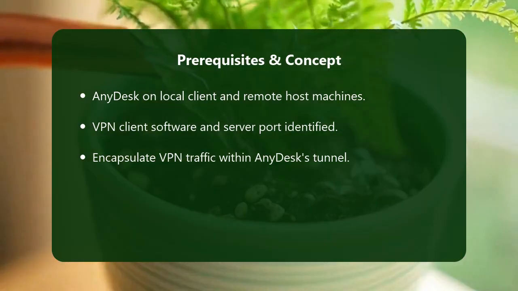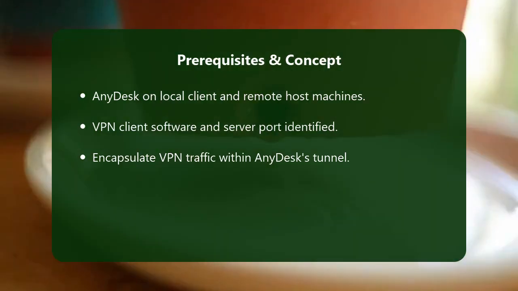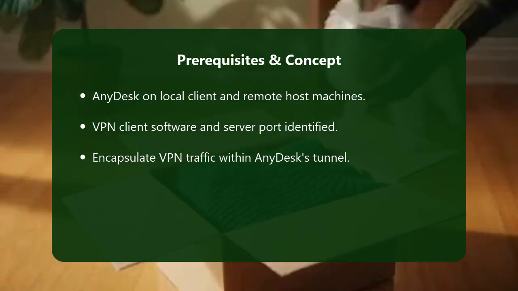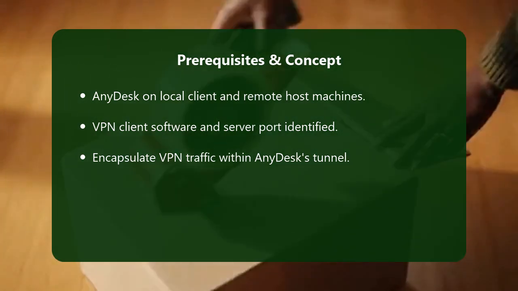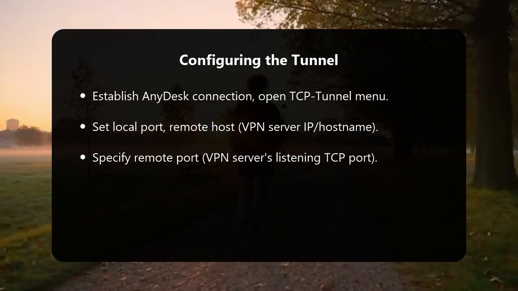Here, you'll configure the new tunnel. You'll need to specify a local port. This is an unused port on your local machine, e.g., 10,000, that your VPN client will connect to. For remote host, enter the IP address or hostname of your VPN server as it is accessible from the remote AnyDesk host. This is crucial.